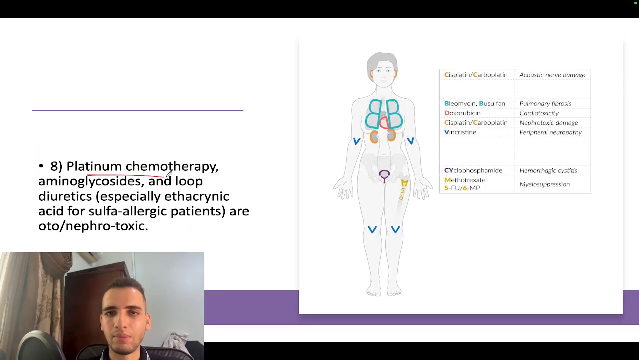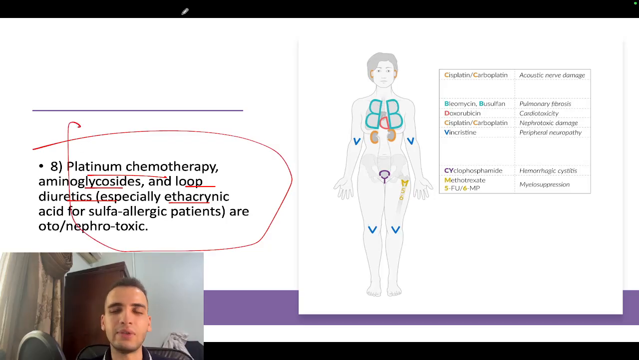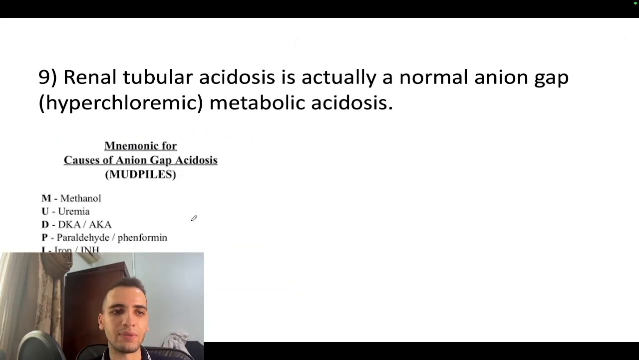Now, platinum drugs, aminoglycosides, and the loop diuretics, especially ethacrynic acid. This is the one that we use in sulfa allergic patients because they cannot use the normal other loop diuretics. These ones can affect both the kidneys and the ears. So it's similar to Alport, affecting the kidneys and the ears. It's very important to remember these ones, and honestly, these are the ones that I see show up a lot in the exam itself.